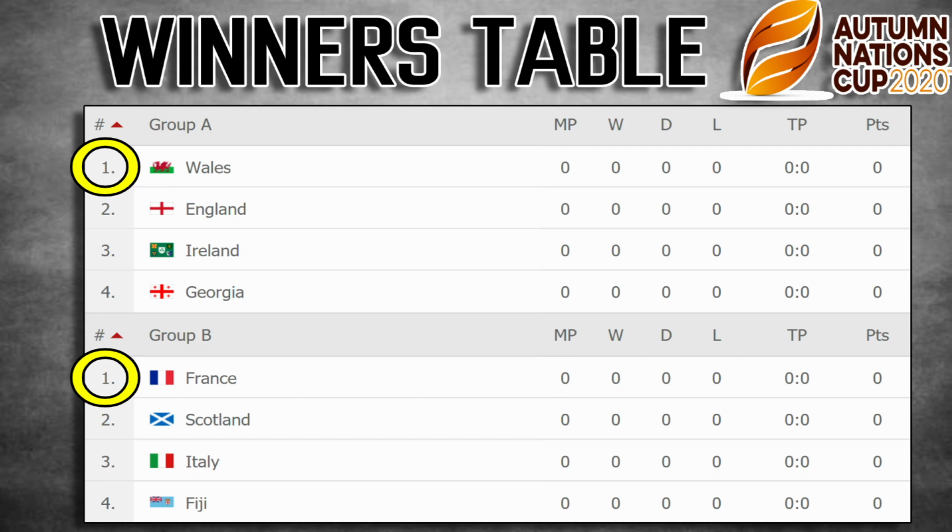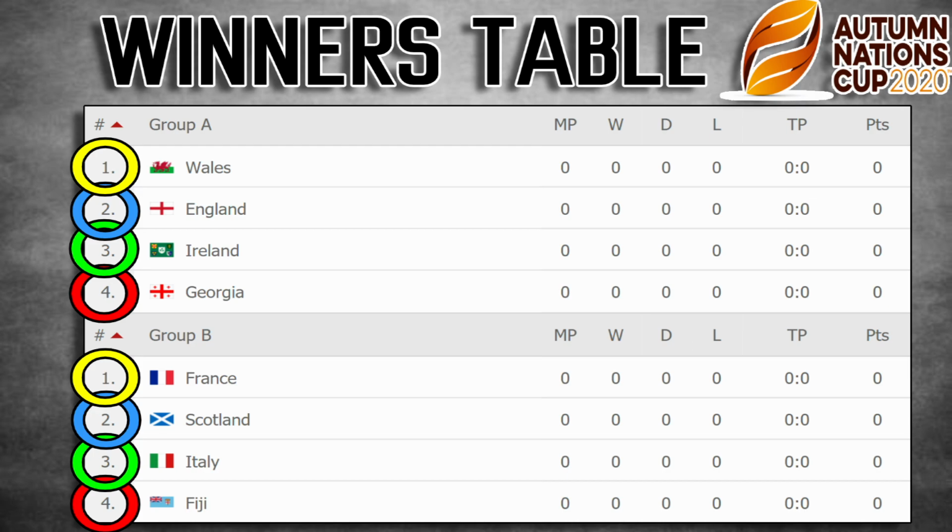So those 2 top teams will play each other, and that will be for 1st and 2nd place within the tournament. 2nd place in Group A will then play 2nd place in Group B. They will play for 3rd and 4th position in the tournament, and so on and so forth as you get further down the list. And that'll be the decider of how the table's going to win. I'm really looking forward to this Autumn Nations Cup.